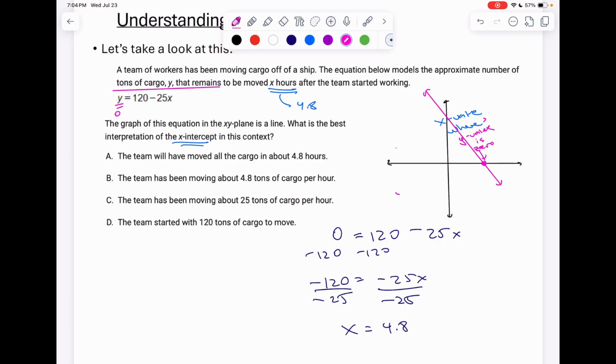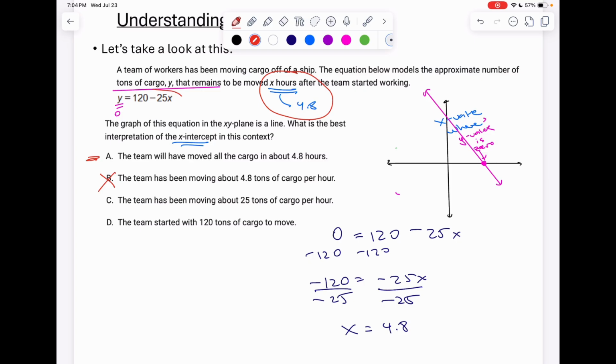So let's see which answer choice says something like that. The team will have moved all the cargo in 4.8 hours. That sounds promising. None remaining, and the hours are 4.8. And again, we are looking for the x value, so we're looking for the 4.8 for the hours value. This says 4.8 tons of cargo. The team has been moving about 4.8 tons of cargo per hour. Oh, no. We've got to get rid of that one because the 4.8 is the hours.